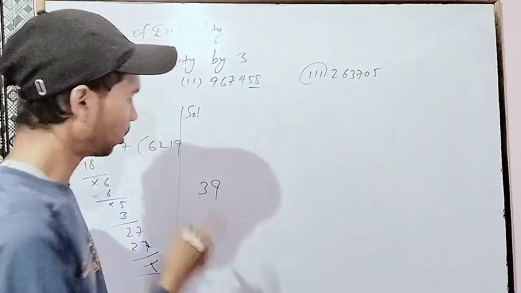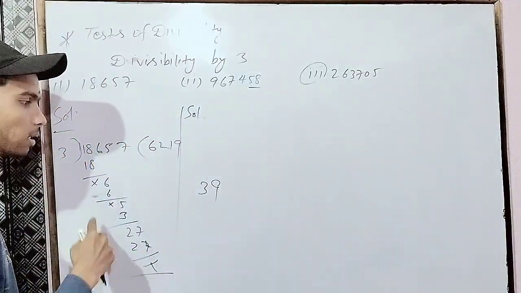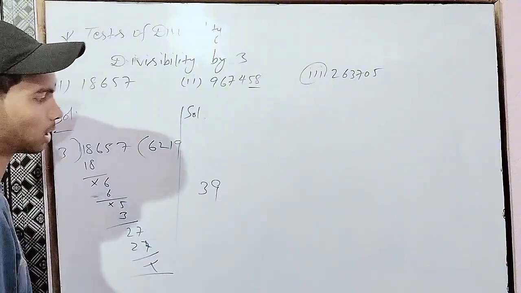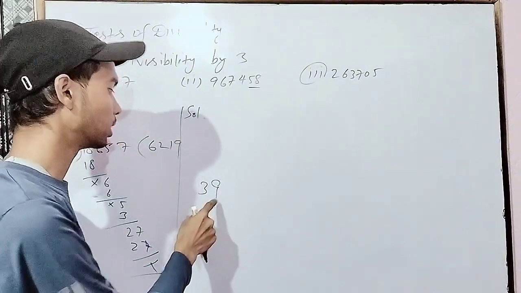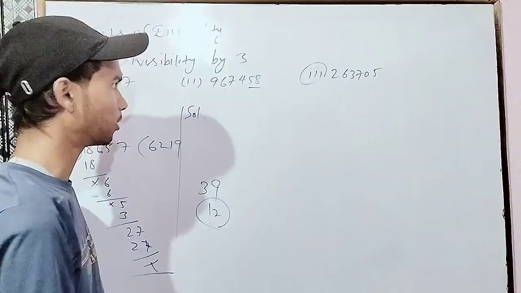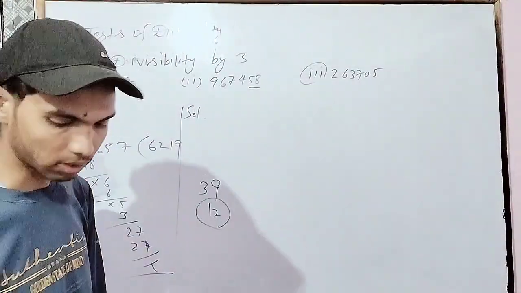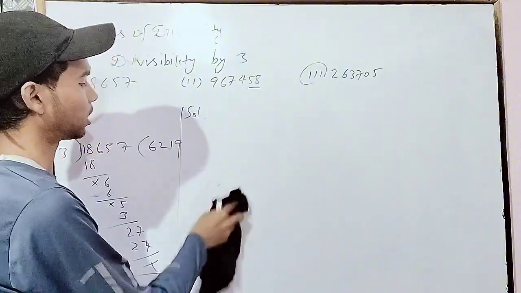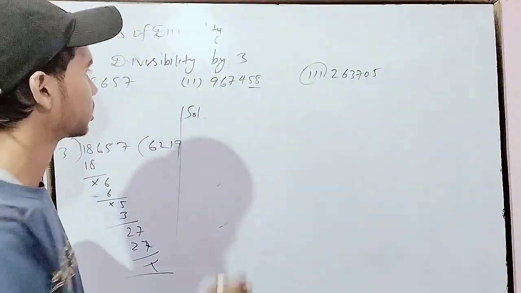39. Even now, you can see if this is a big number, then again take the sum of the two digits: 9, 3, 12. Now 12 comes in the table of 3. That's why it is divisible by 3. Yes.